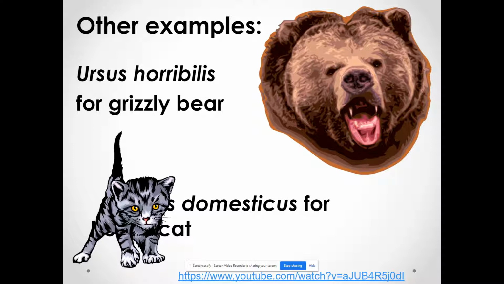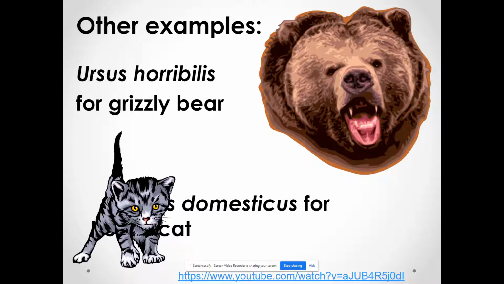Another example of a scientific name is Ursus, and I don't know really how to pronounce these words, so please bear with me. I'm going to try to sound this out. Horribilis. So we got Ursus horribilis for the scientific name for a grizzly bear.